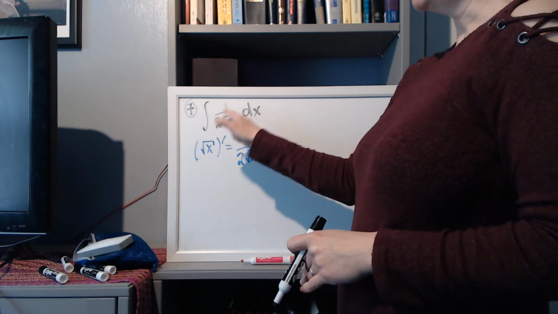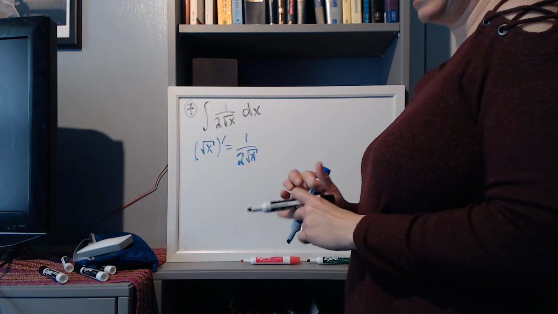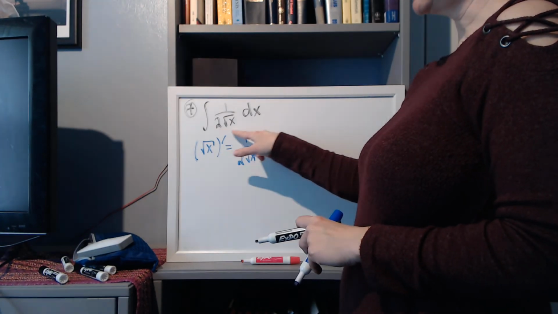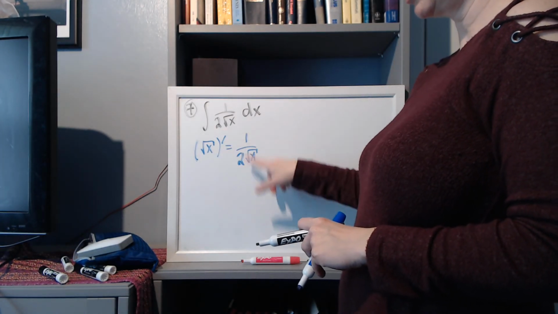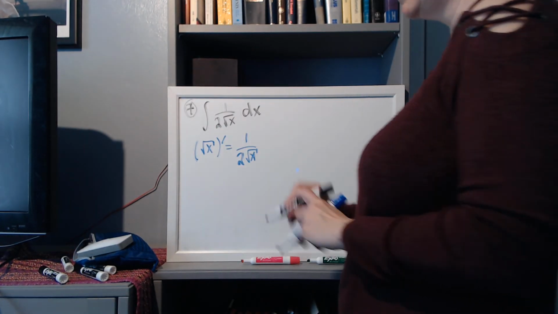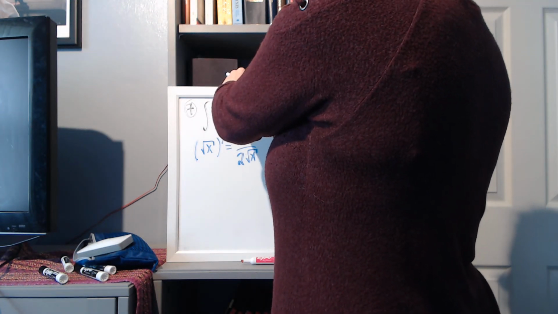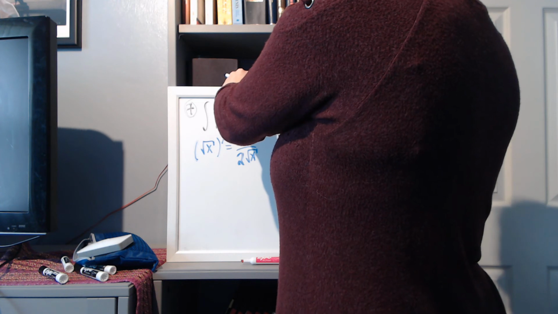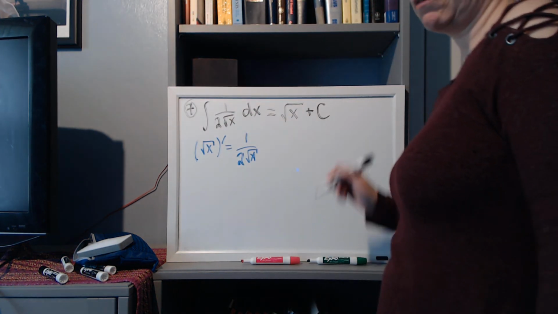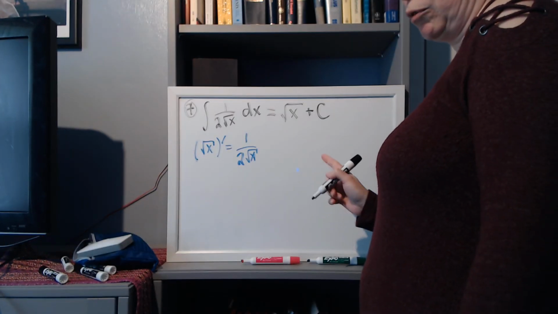So when we look at the integral of 1 over 2 root x dx, we're looking for the function we took the derivative of in order to end up with 1 over 2 root x. So that means in this case the antiderivative we're looking for is square root of x plus c. And we need to have the plus c every time we're finding the antiderivatives. And then last example, we have the integral of 100x to the 99th dx.